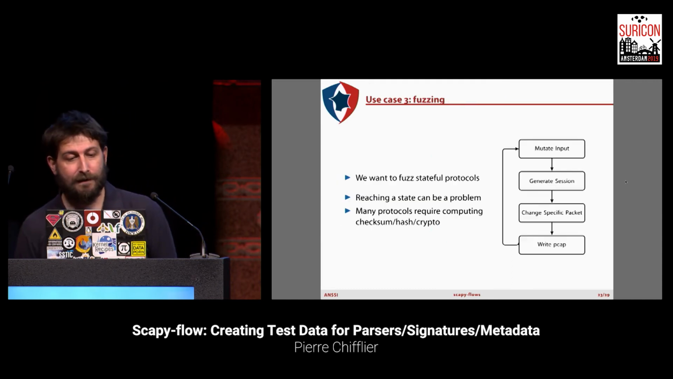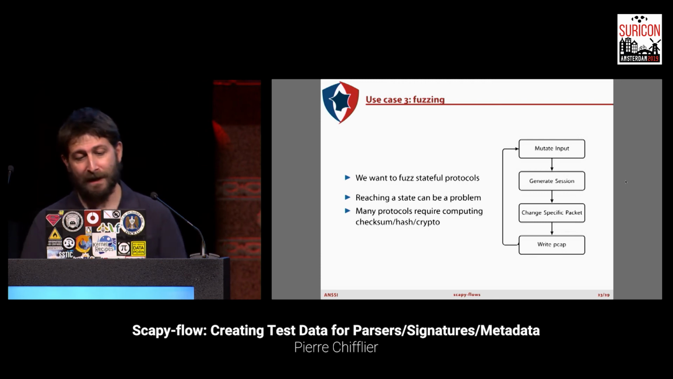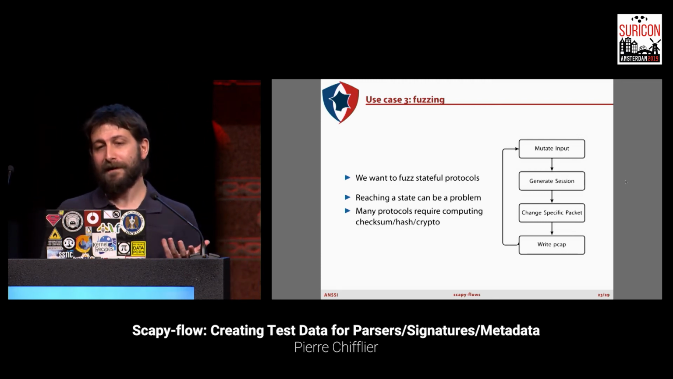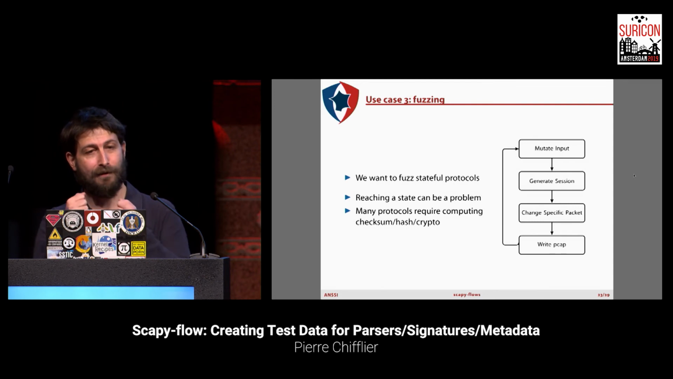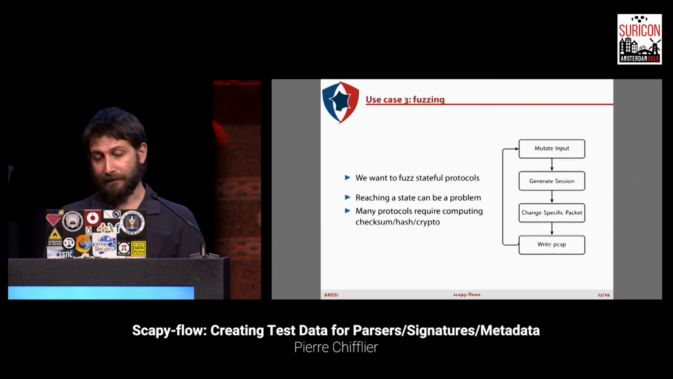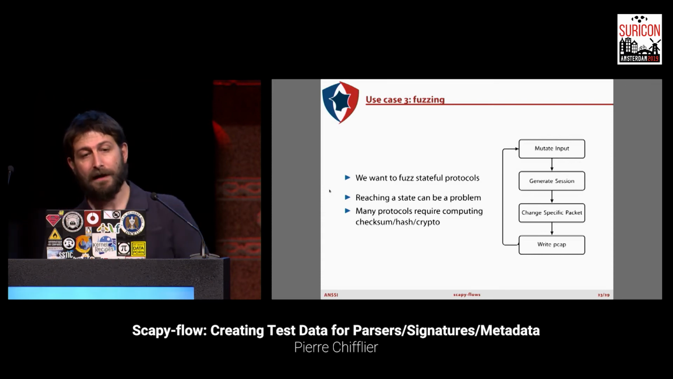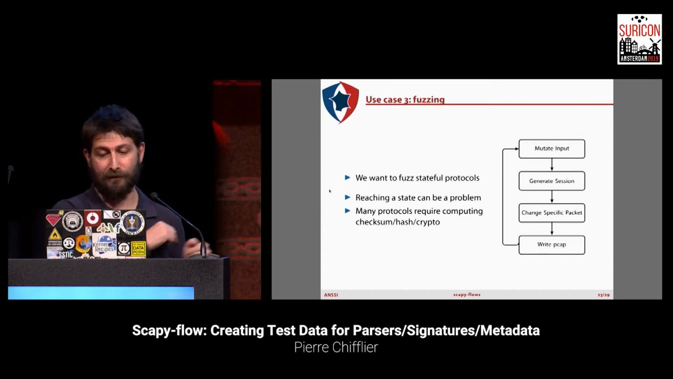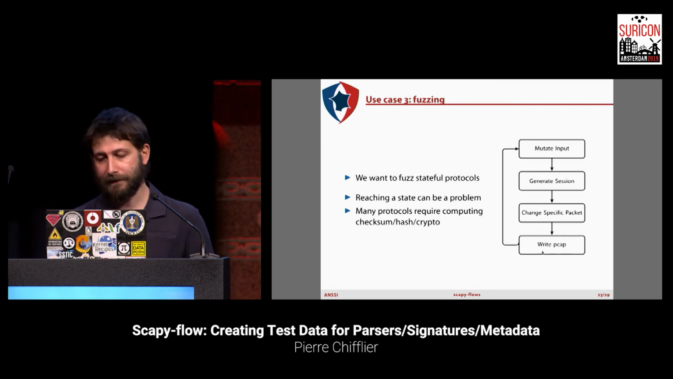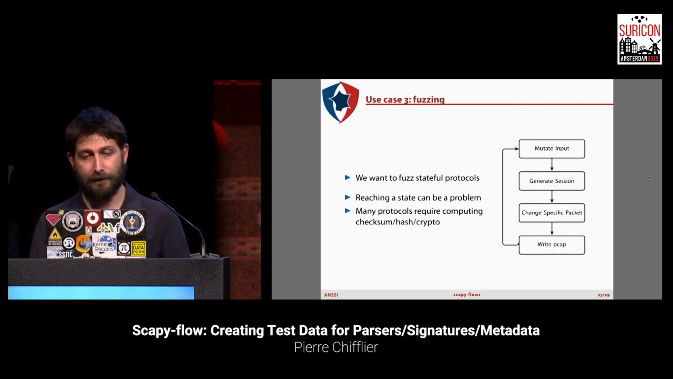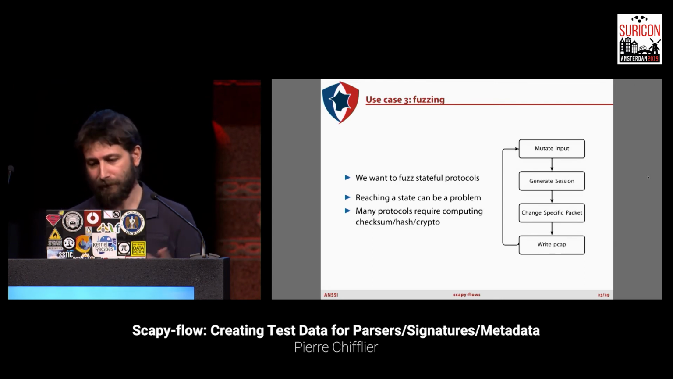So the third use case was fuzzing. You know what fuzzing is. The problem with network protocols is that most of them are stateful. When you want to fuzz something, not only the first packet, you have to reach a specific state before trying to do something stupid. And reaching some state can be quite problematic because many protocols require complex computations. So I used complete protocol implementations, which does all of the work for us, which is great, and I have only to write something very easy. It could be plugged to libfuzzer if there are some Python bindings. I'm sure it can be done.